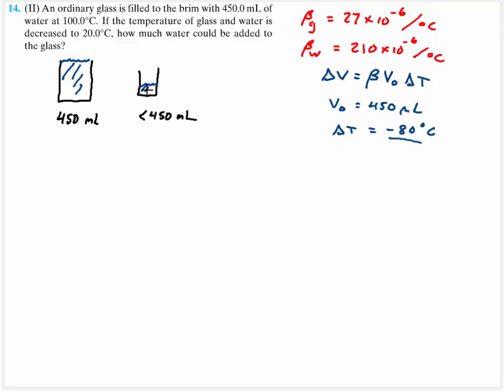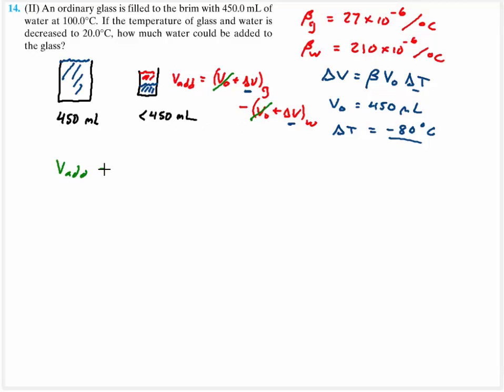The key thing to keep in mind here is that the glass and water are going to contract at different rates. And so I'm going to have some volume that I could top this off with. So I could say that the volume that I would add is going to be equal to the initial volume plus the change in volume for the glass minus the initial volume plus the change in volume for the water. And I said plus here because I'm expecting this change in volume to be negative because my temperature change is negative. Now you can see here I've got a positive V0 and a negative V0, so those are going to go away.